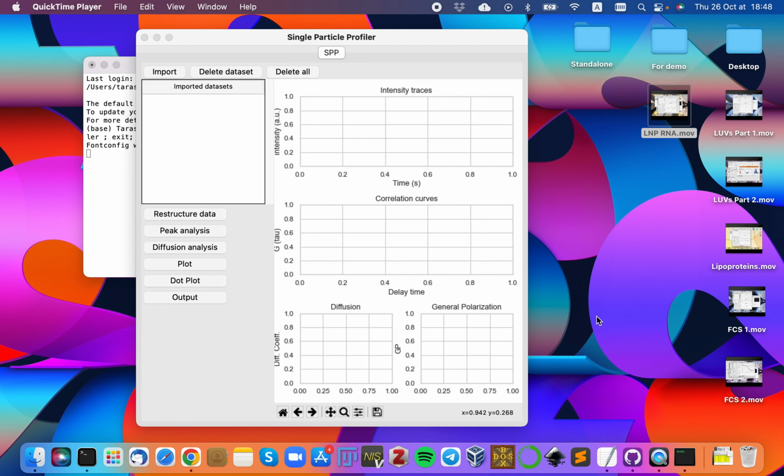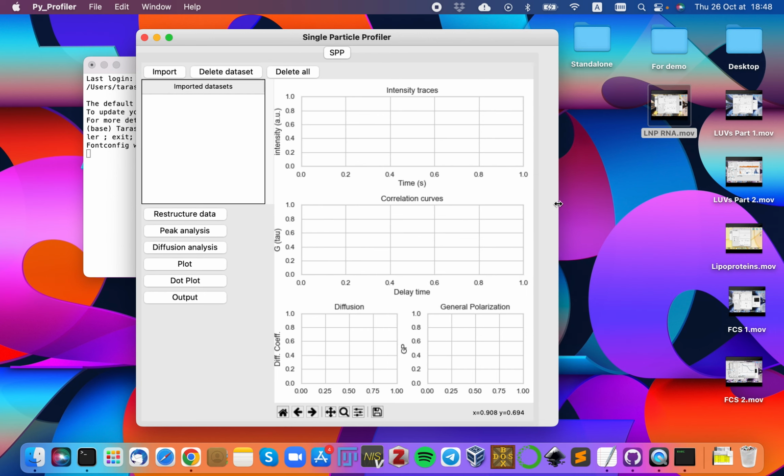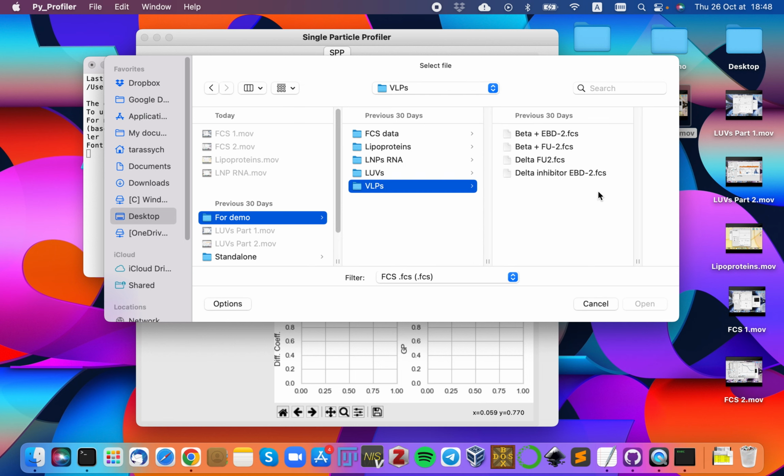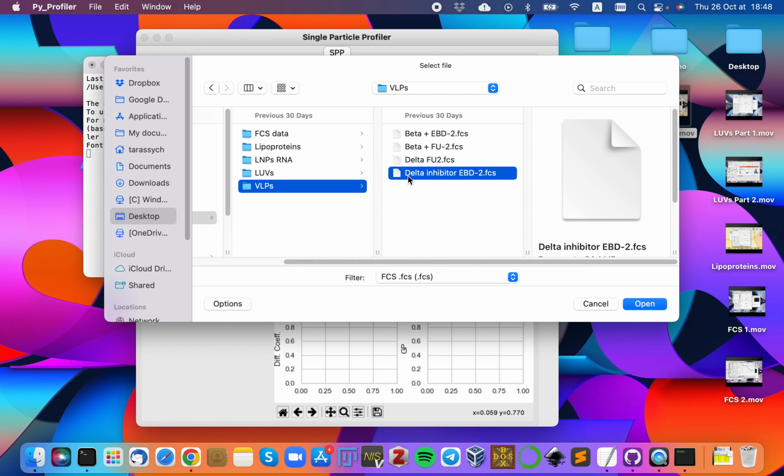Show how to process the data from viruses that are in the paper. And here I will show how to detect the nanobody labeling to the SARS-CoV-2 virus-like particles. Again, you import the data, and this comes from here, from the VLPs. And here I have a difference, so I have delta and beta variant of the spike, and then I have two nanobodies that are binding either exclusively delta, so FU2 is the delta nanobody, and EBD2 is a universal one that will bind both of them.